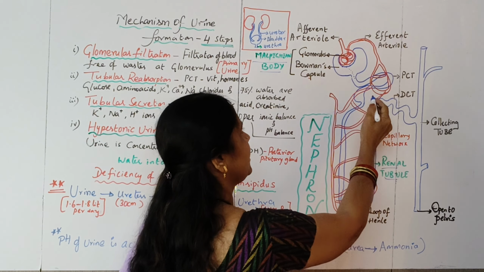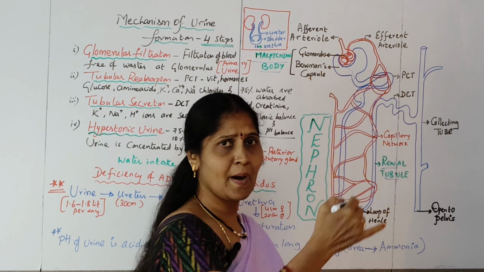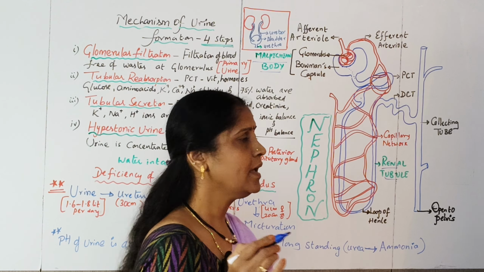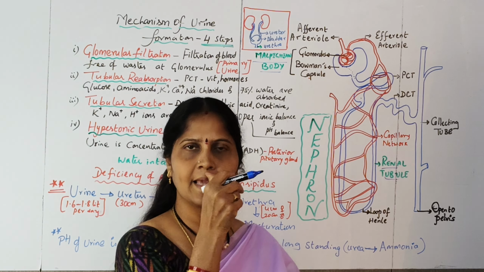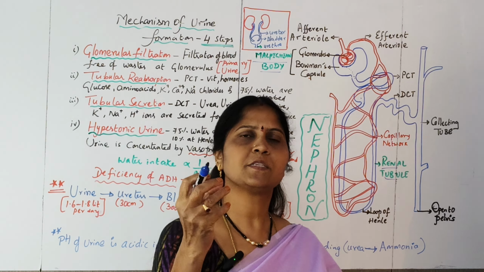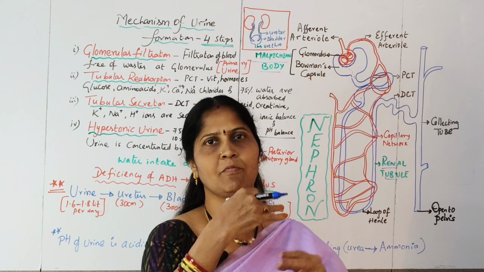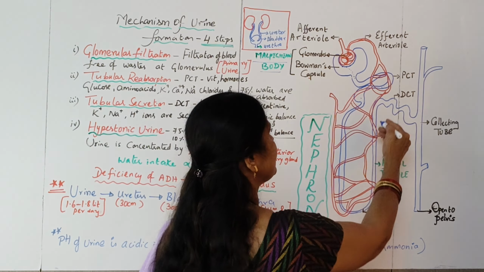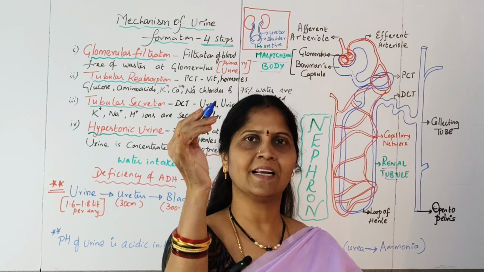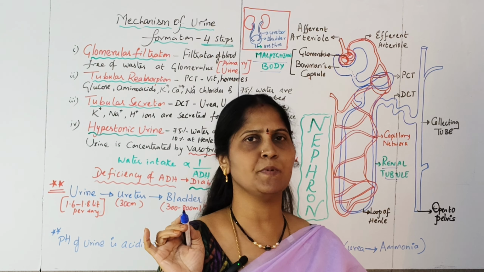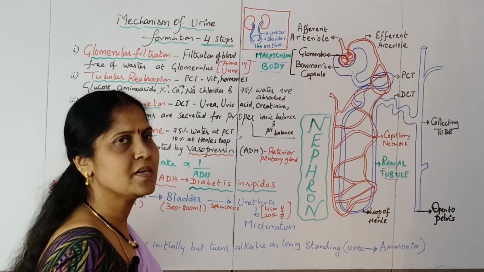Then the primary urine that is there will pass through the next part of the tubule, and it will be passing through the loop of Henle. So in the loop of Henle, 10% of water will still get absorbed, and the filtrate that is there will be moving towards the DCT, which is the distal convoluted tubule. That is the second convolution that appears within the tubule. So in the distal convoluted tubule will be the third step, that is tubular secretion.